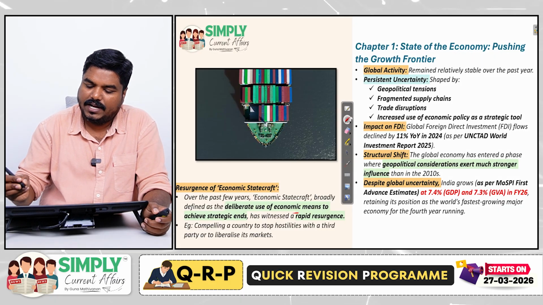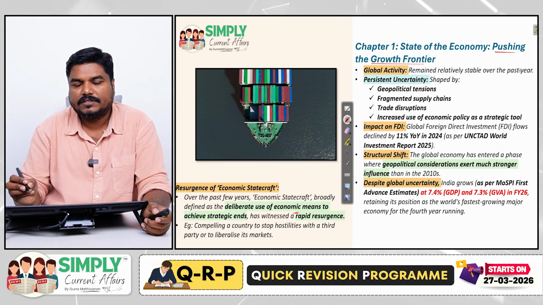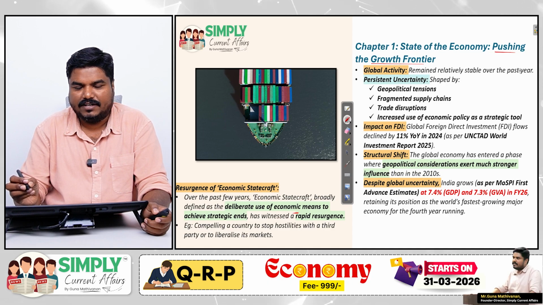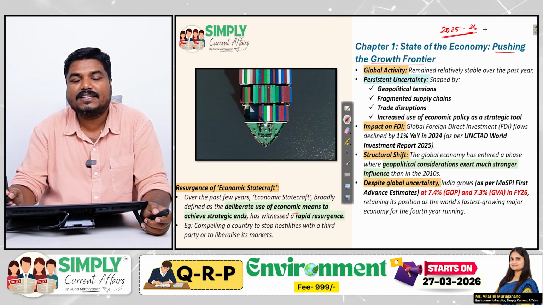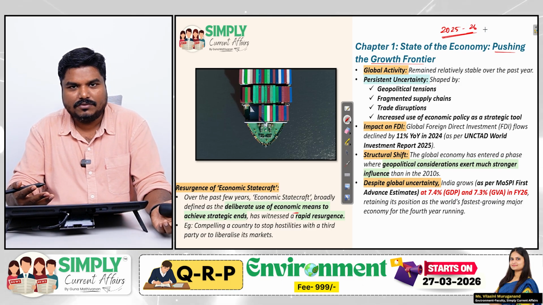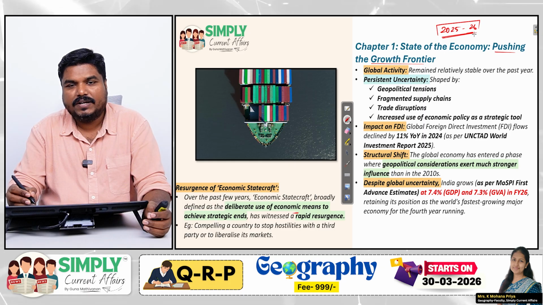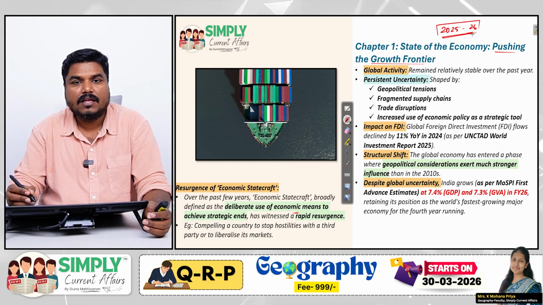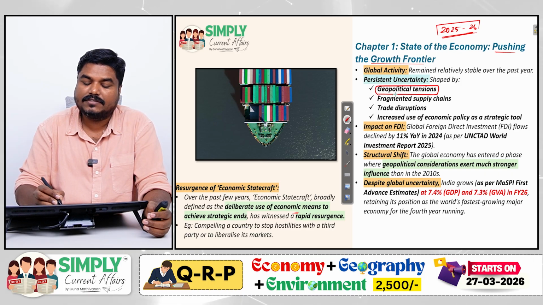Chapter 1, State of the Economy: Pushing the Growth Frontier. In this chapter, the economic survey highlights that global activity in the year 2025-2026 remained relatively stable. There was no COVID, there was no big Russia-Ukraine war. So the year 25-26, when compared to the previous year, was stable. However, there were geopolitical tensions.